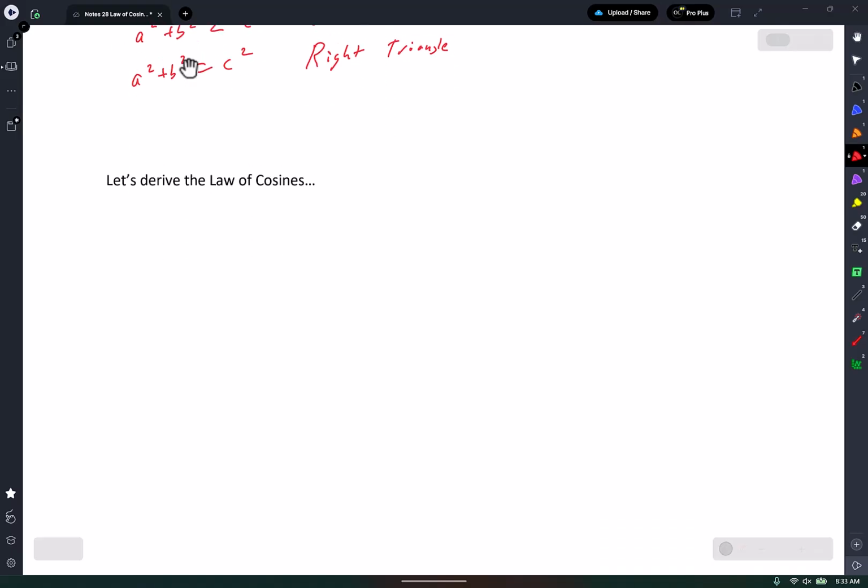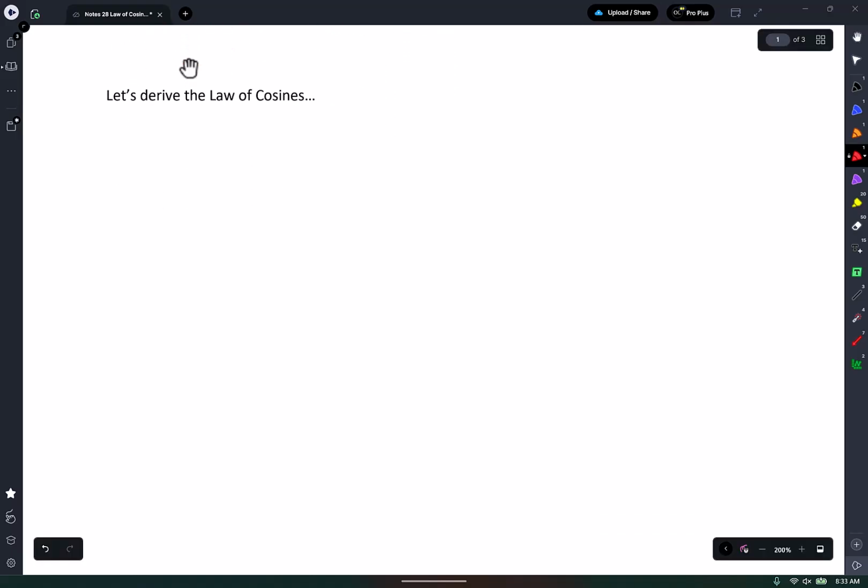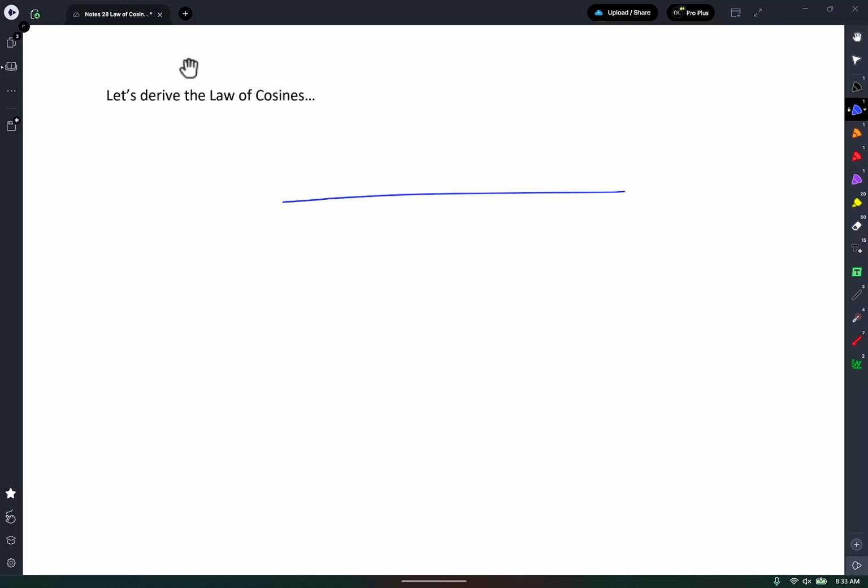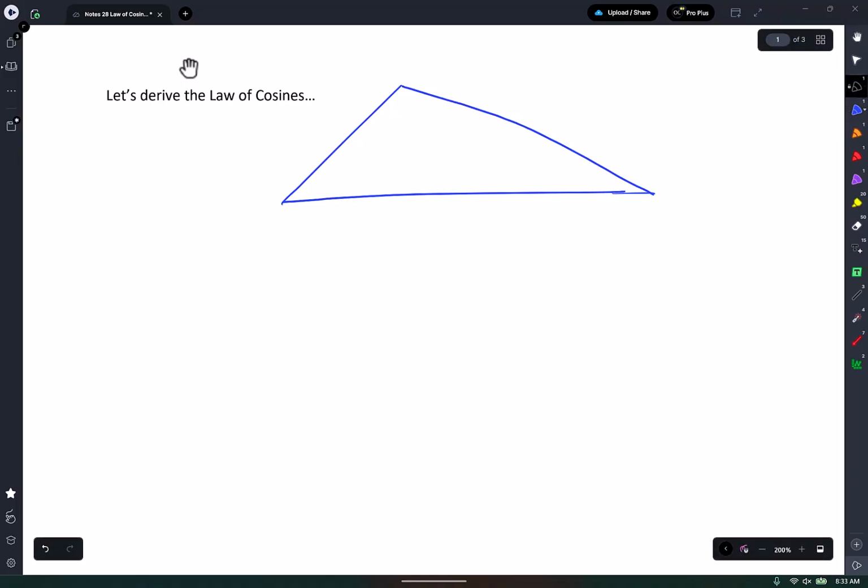So let me draw a triangle, guys, because we're going to derive it from scratch. I'll draw one of the sides as a perfect horizontal, and then I'm just going to go bam, and then bam. I'm trying not to draw a right triangle. Let me see if I can draw this segment a little better. So there it is.